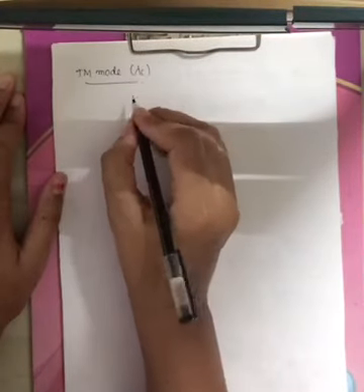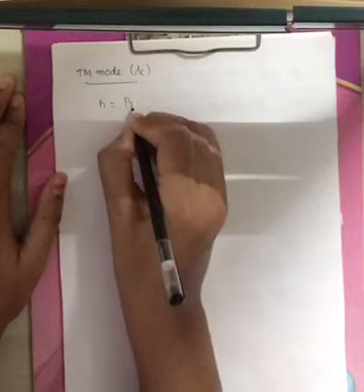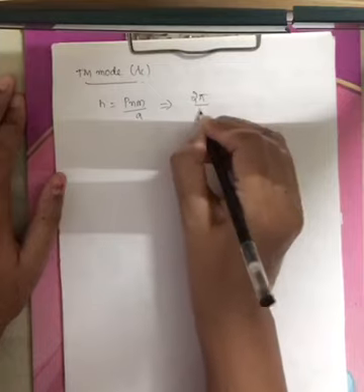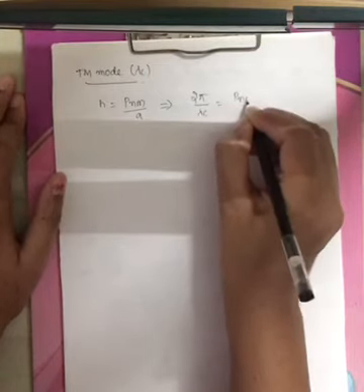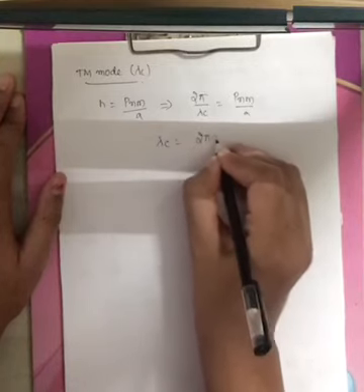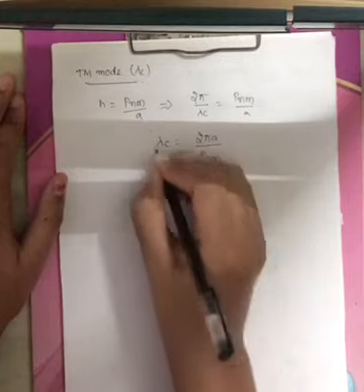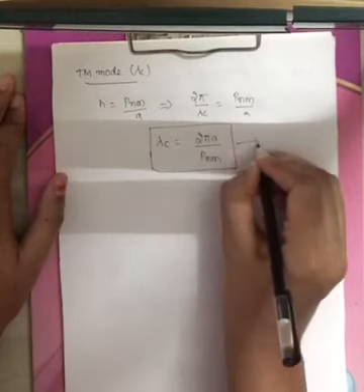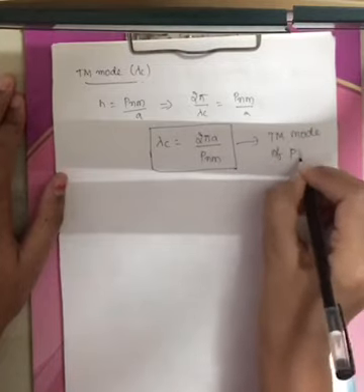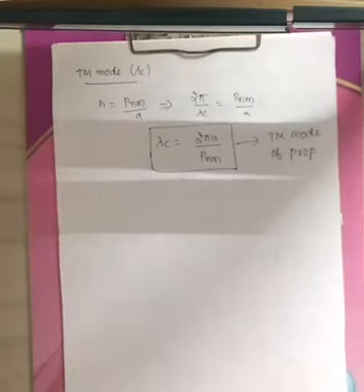Now coming to TM mode of propagation, what is the value of H? H is nothing but PNM by A. So H is 2 pi by lambda c, which equals PNM by A. From this expression, lambda c is nothing but 2 pi A by PNM. This is the cutoff wavelength for TM mode of propagation.